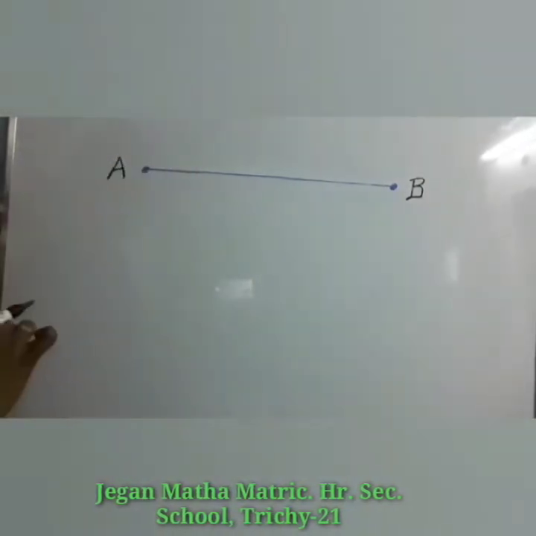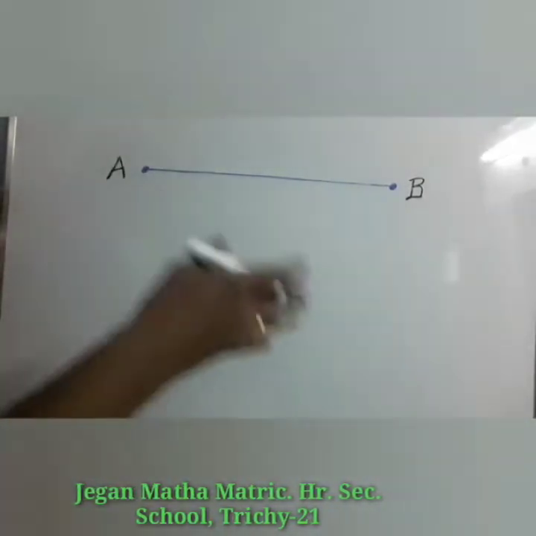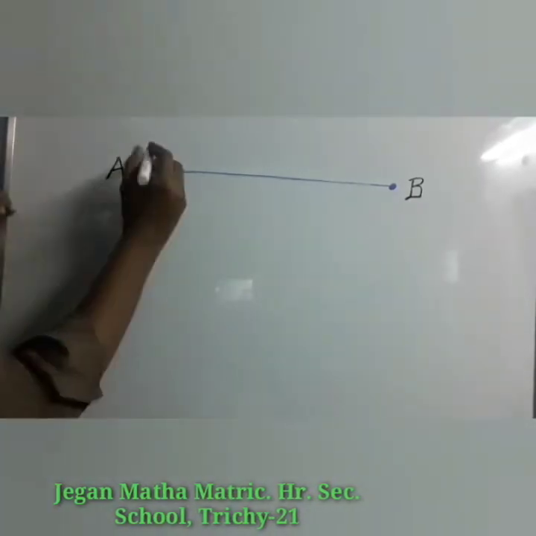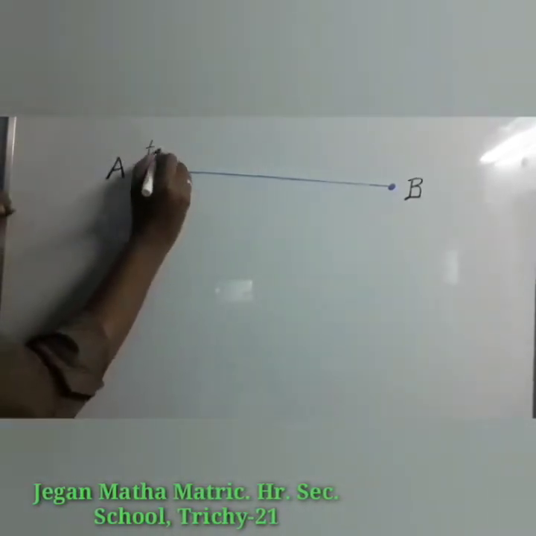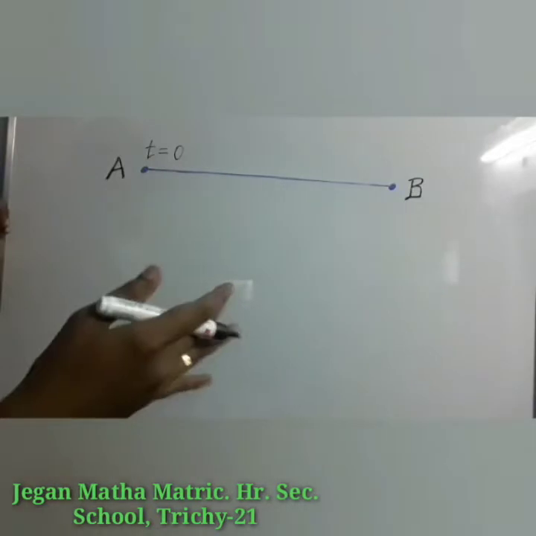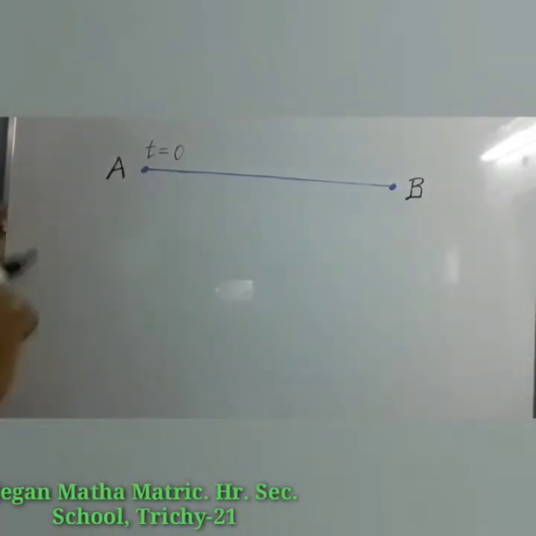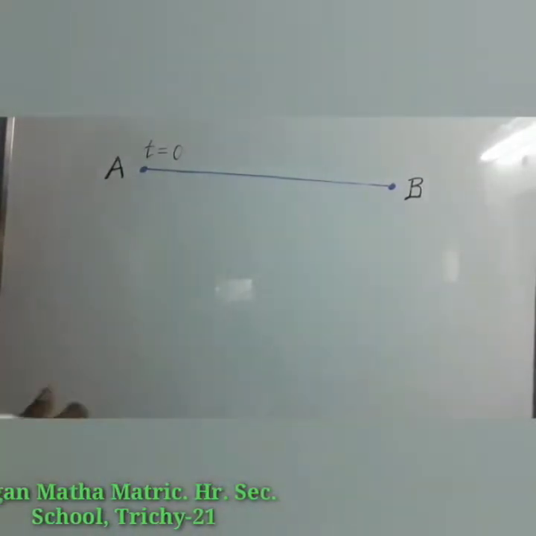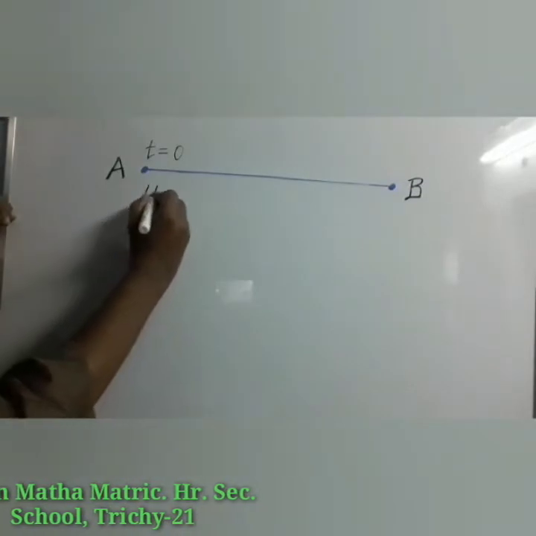At the position A, now only your journey is going to start. So what will be the time? Time is equal to 0. What about the velocity? It has a certain velocity that is known as the initial velocity, which is given by the letter U.